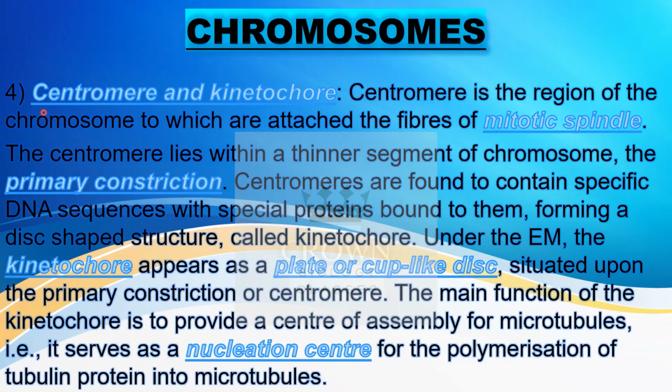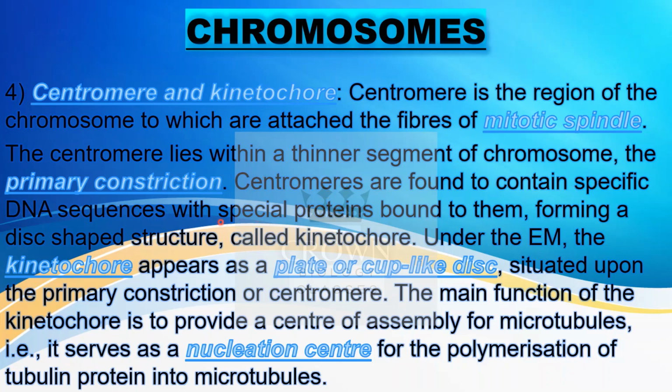The fourth component involved in the formation of the structure of chromosome is centromere and kinetochore. Centromere is the region of the chromosome to which are attached the fibers of the mitotic spindle. Mitotic spindle is a structure that forms during cell division, and the main function of this mitotic spindle is to separate duplicated chromosomes. The centromere lies within a thinner segment of the chromosome, the primary constriction. So there is a specific position on a chromosome where the centromere is present, and that position is known as primary constriction.